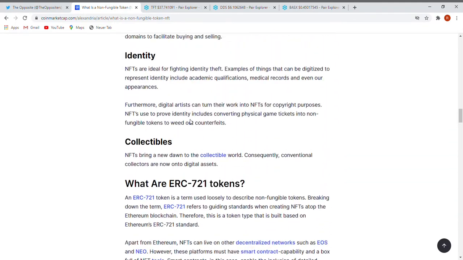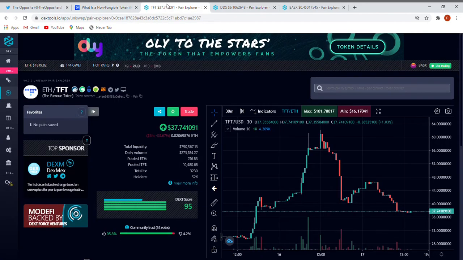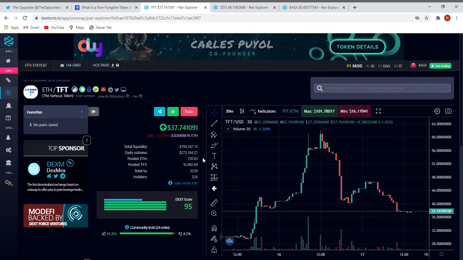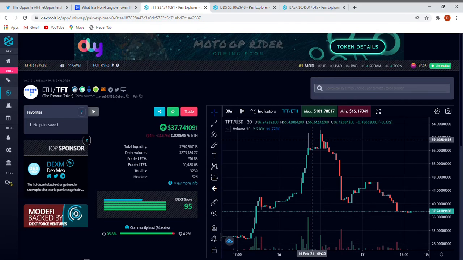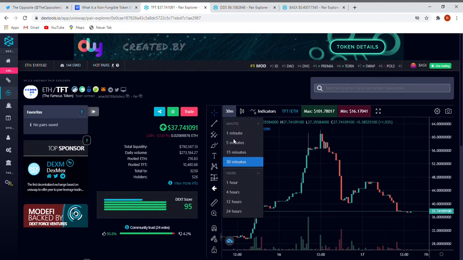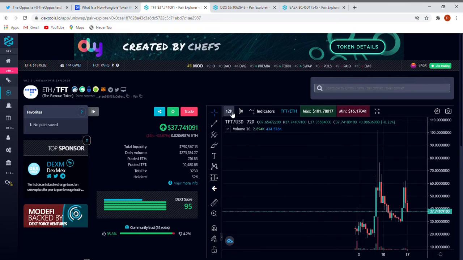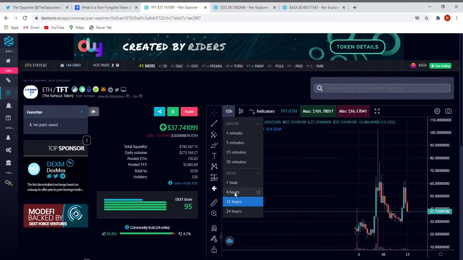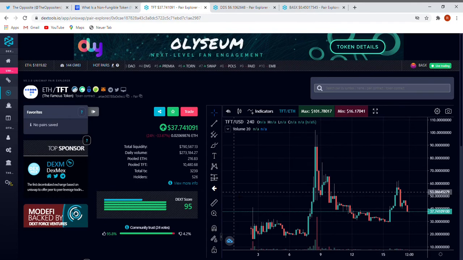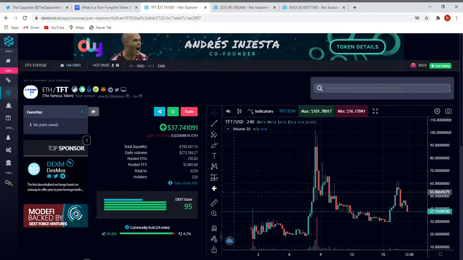Good. So let's go to the first token to show you what about the price. This is TFT. TFT has an average price of $37. It already was, like you see here, around $60. And let's go to a bigger chart. This is the 4 hours chart. Like you can see, it already was above $100. It can go so fast and so easily.